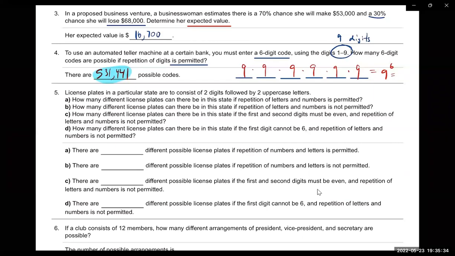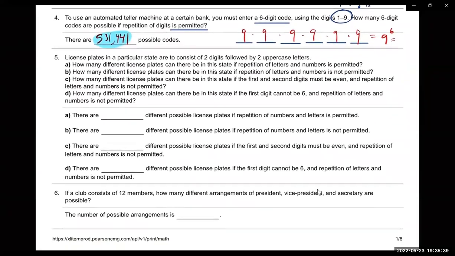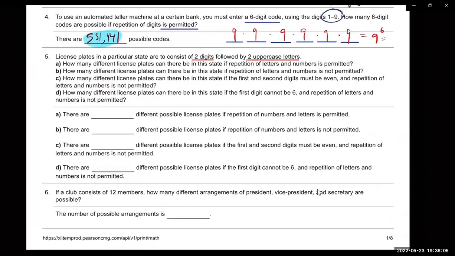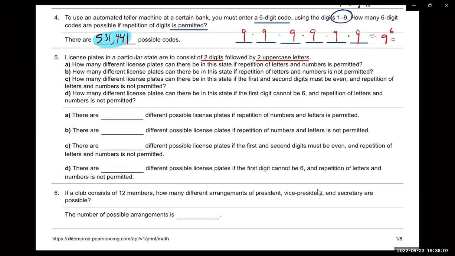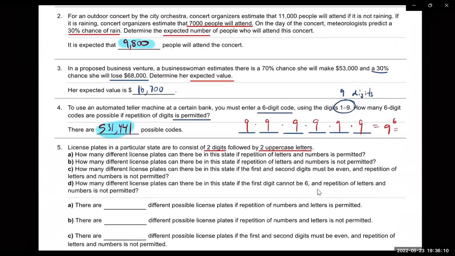All right. Let's move right along. License plates in a particular state are to consist of two digits followed by two uppercase letters. All right, so two digits followed by two uppercase letters. The first part says, how many different license plates can there be in the state if repetition of letters and numbers is permitted? All right, so let's see. Let's check our answers. We forgot to check our answers for all these problems.